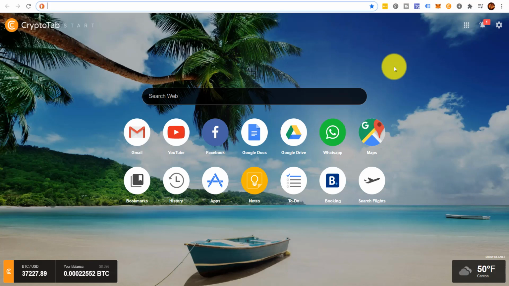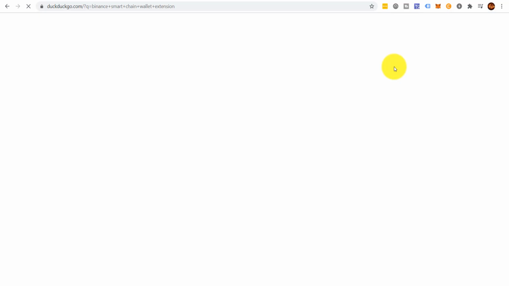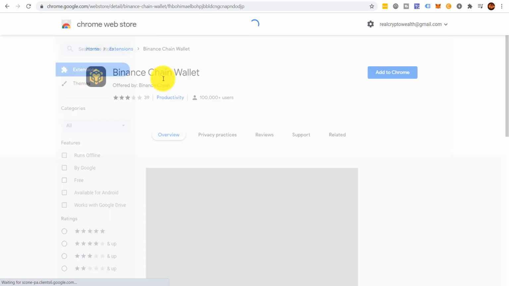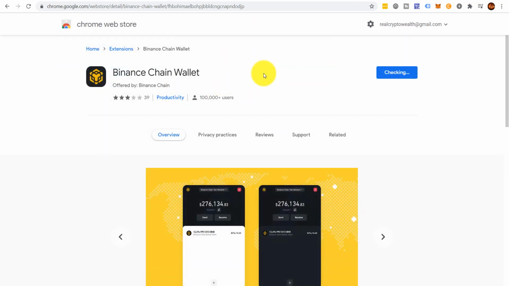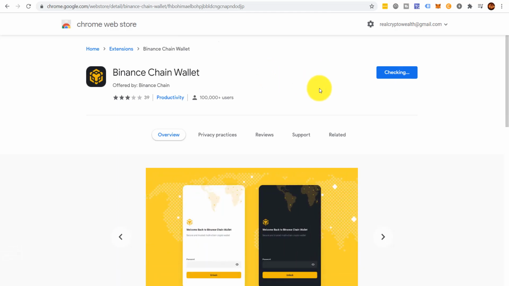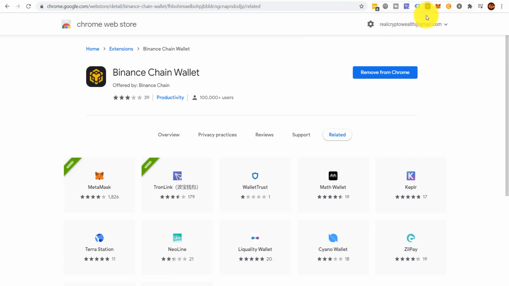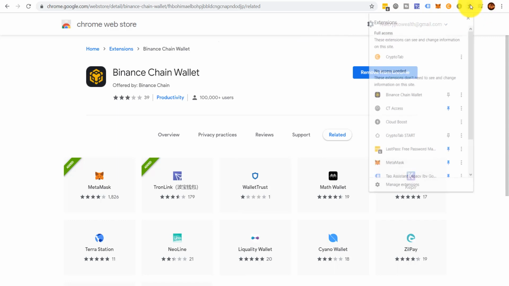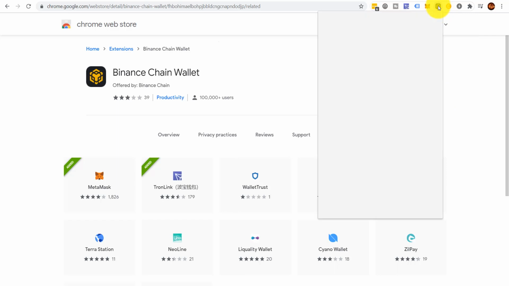Just come up here and search Binance Smart Chain wallet extension. Notice it says Chrome. This is a Chrome-based browser, so all these extensions will work. Add to Chrome. Add extension. Binance Smart Chain was added. Here it is. We'll get that pinned so we can see it. Now we'll just need to set it up.